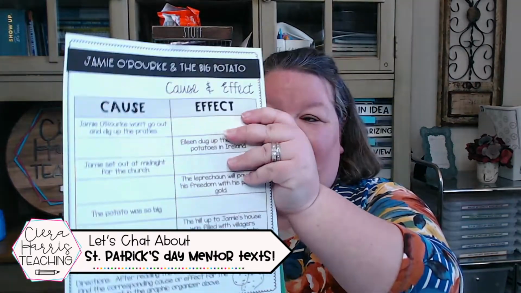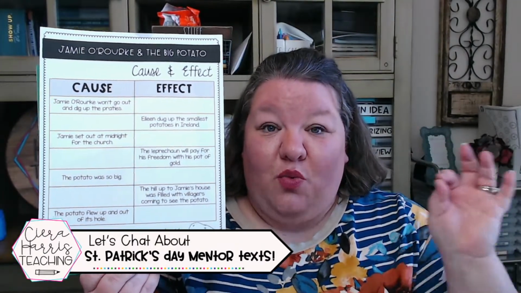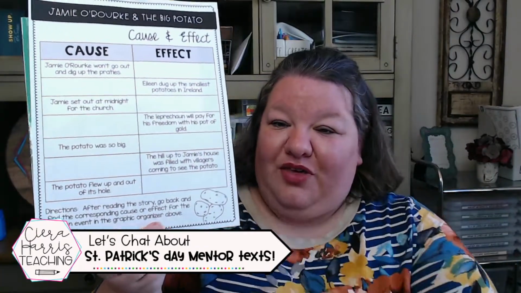So I have put together a printable for you that you can use with the story. It's a cause and effect graphic organizer, and of course one of the two is missing at some point. And so you can go back and forth between each one, and your students can really practice identifying those important cause and effect moments throughout the story.